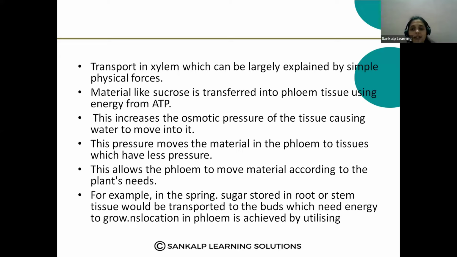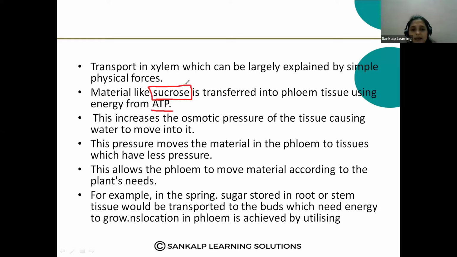So energy is needed for the transportation of the food material from one part to another part of the plant body. Here the material like sucrose is transferred into the phloem tissue using energy from ATP. So now I am explaining how transportation of food takes place inside the phloem. Sucrose is the product of photosynthesis. This is transferred into the phloem tissue using the energy from the ATP.